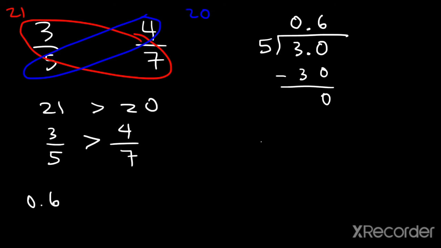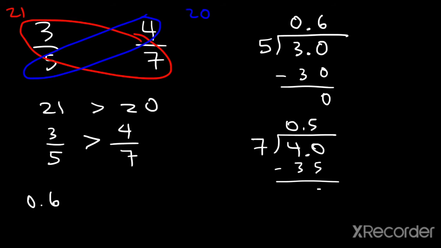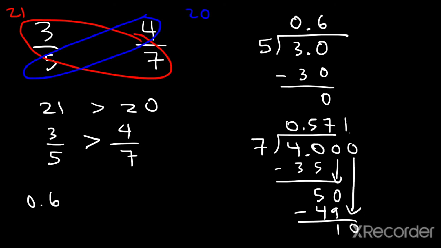Now let's try 4 over 7. 7 goes into 4 0 times, so let's add a decimal. 7 goes into 40 5 times. 7 times 5 is 35. 40 minus 35 is 5, so let's bring in another 0. 7 goes into 50 7 times. 7 times 7 is 49. Let's bring another 0. 7 goes into 10 one time.